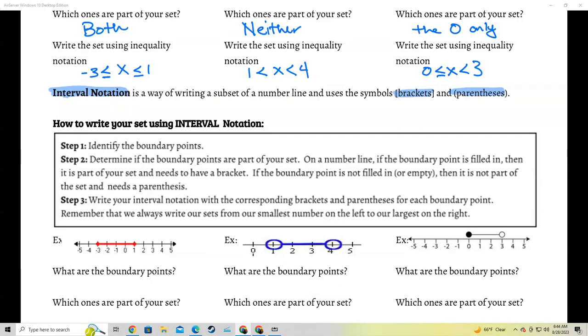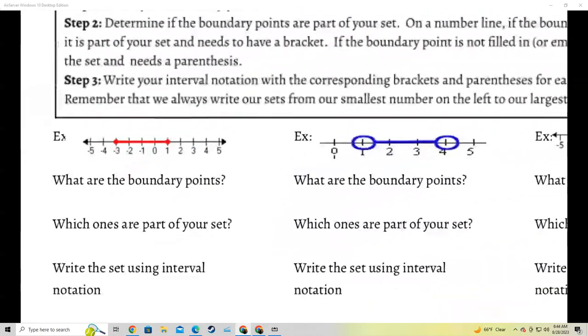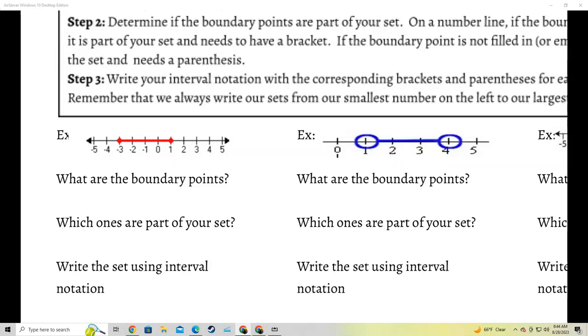So just like before, it's going to start very similar, okay? So it says, what are the boundary points? Well, we already said earlier that the -3 and the +1 are my boundary points. Which ones are part of your sets? Both, just like last time. Remember, we said if it is part of your set, you're going to use brackets. If the dot is filled in, we're going to use brackets. So I want to catch all the numbers in this set. Remember, my x's are in here, and I want to catch all those x's. So I'm going to use my brackets, and I'm going to catch them, okay?